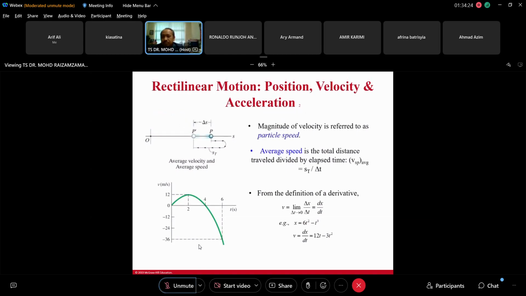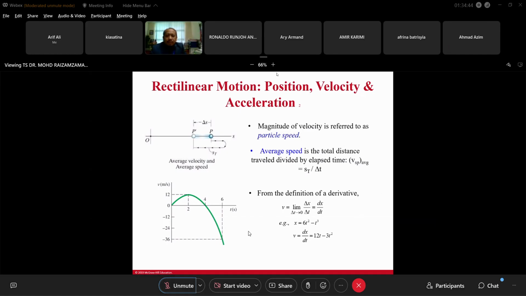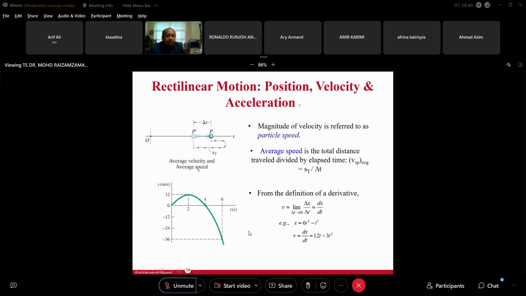All right, good. Meter per second squared refers to what? Meter per second squared. That is for acceleration. The velocity is in meter per second.